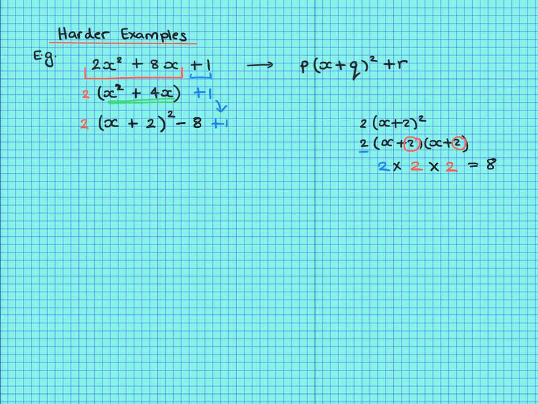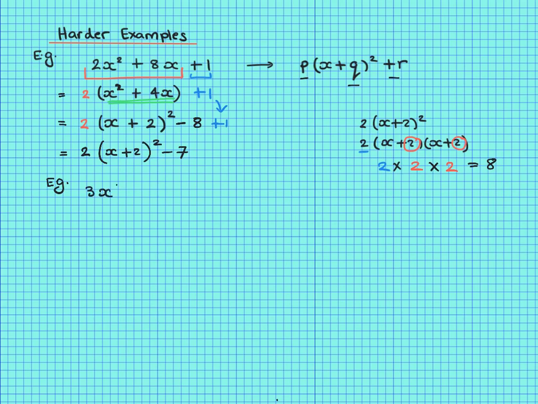All that remains to be done is to now simplify this, so we have 2 bracket x plus 2 all squared minus 7, and we are done. So we can see our p value is equal to 2, our q value is equal to 2, and our r value is equal to negative 7. Let's see if we can do this again with another example.